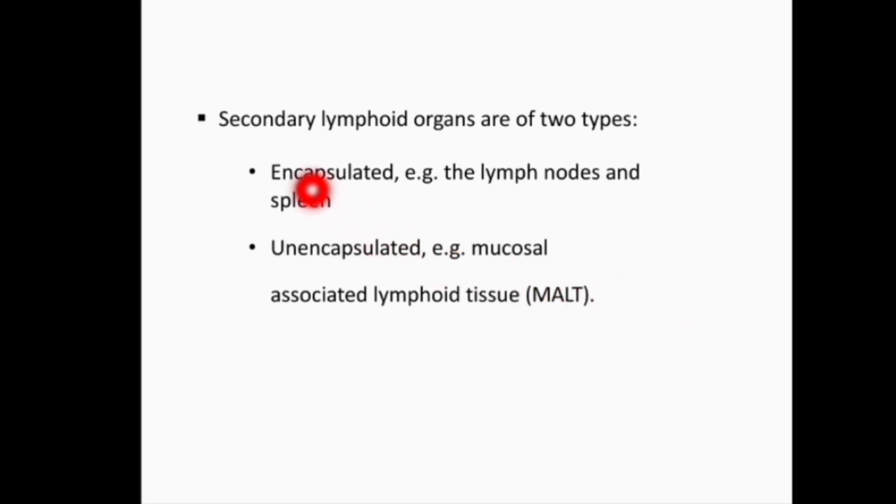And coming to the secondary lymphoid organs. The secondary lymphoid organs are in two groups: encapsulated and unencapsulated. Examples of encapsulated are lymph nodes and spleen. Unencapsulated is mucosal associated lymphoid tissue, which is present in our body. The MALT is present in the nasopharynx and lungs, and also the mucosal associated lymphoid tissue is in our GIT system also.